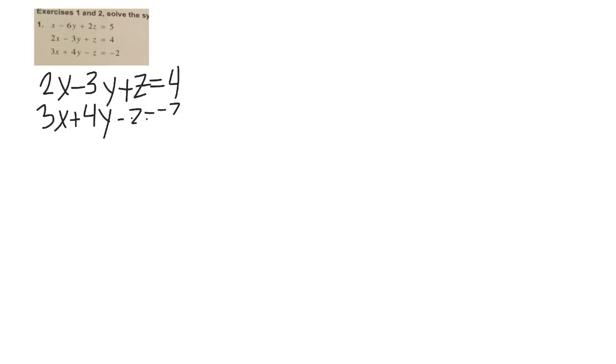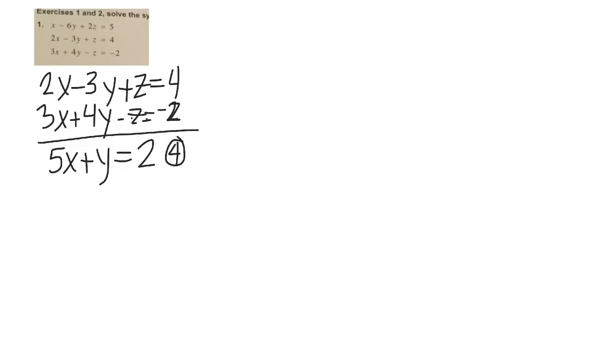So I get 2x minus 3y plus z equals 4, and 3x plus 4y minus z equals negative 2. That's a 2, not a z. And that's 5x plus y equals 2. This is what we called equation 4.